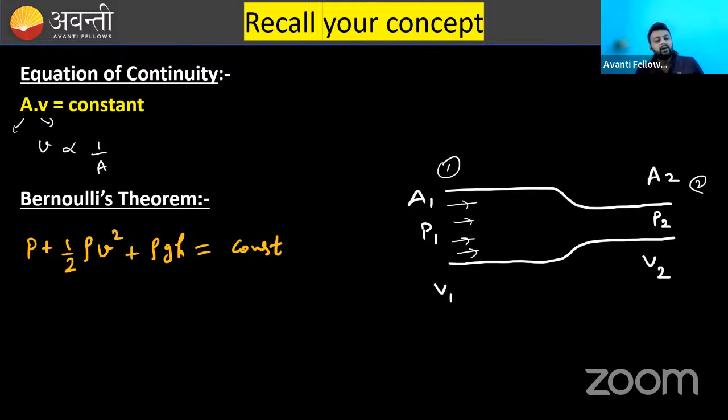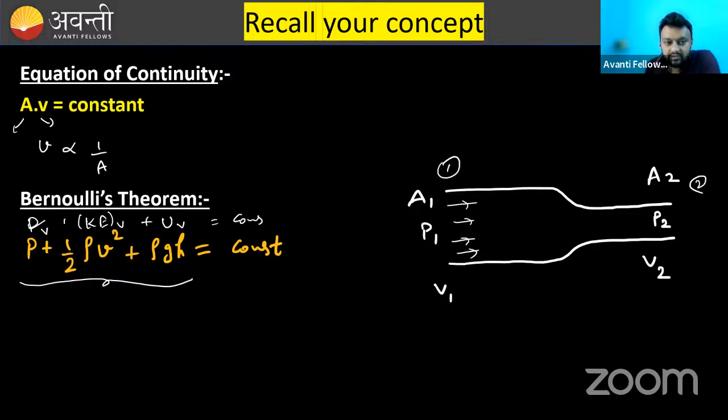Now, what is Bernoulli's theorem? Bernoulli's theorem is that the sum of pressure energy, kinetic energy, and potential energy per unit volume is constant. So you know all the terms, na? Pressure energy, kinetic energy, and potential energy per unit volume. The sum of these three energies is constant.